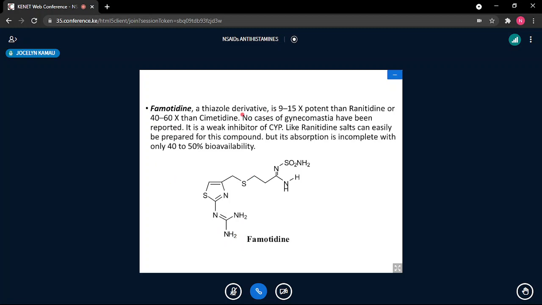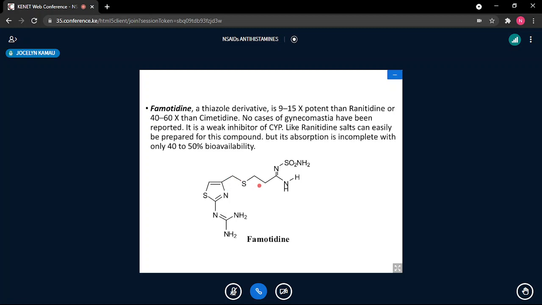So we are saying again, it's a thiazole derivative. It's more potent than ranitidine, and therefore more potent than cimetidine. It has no cases of gynecomastia. It is a very weak inhibitor of cytochrome P450, so we do not have major drug interactions. Like ranitidine, salts can easily be prepared from this compound, but its absorption is incomplete, with only 40 to 50% bioavailability. And that's why more often than not, the more popular drug is ranitidine.